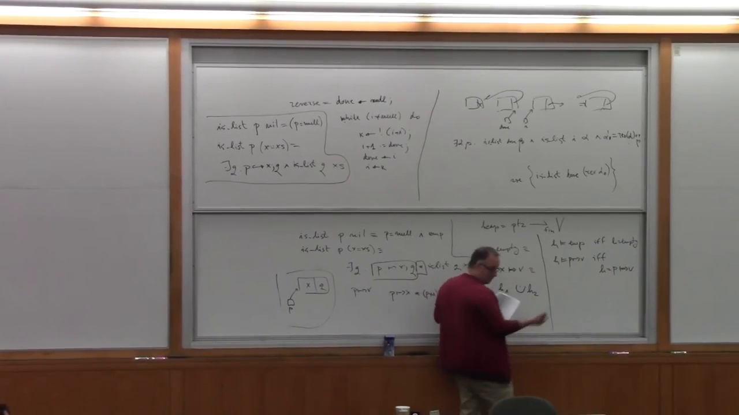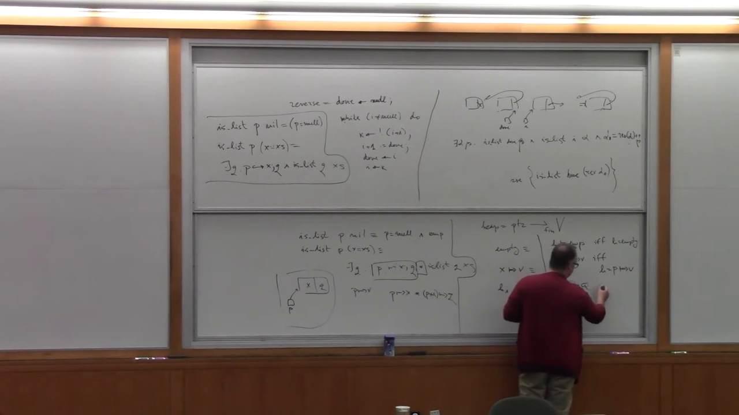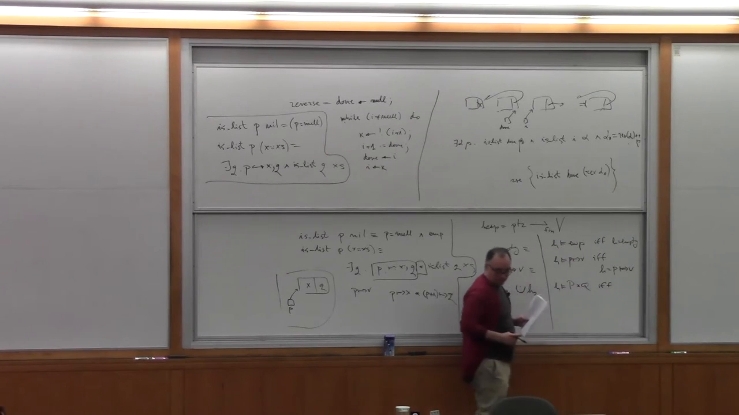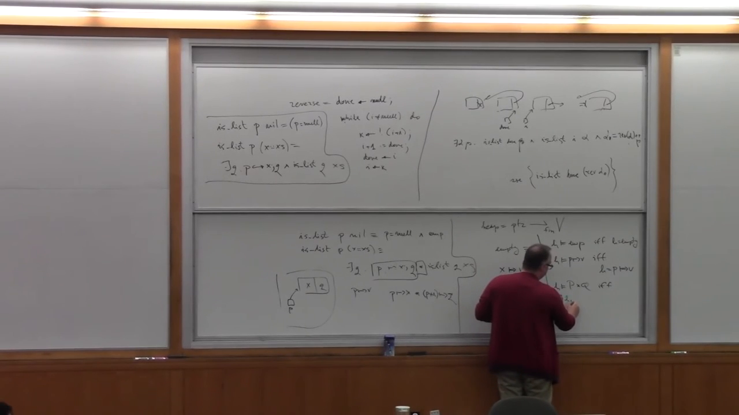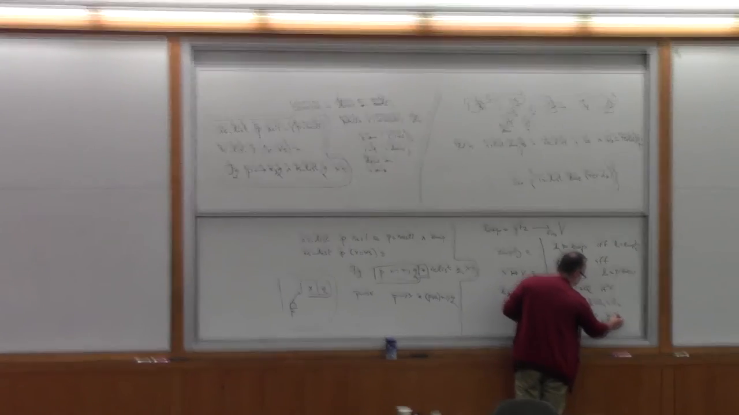Okay? And so now here comes the definition of the star. We say that P star Q holds of H if, anybody can guess? Yeah. If you can find H1 and H2 such that H is a disjoint union of these two things, and P holds of the first and Q holds of the second.